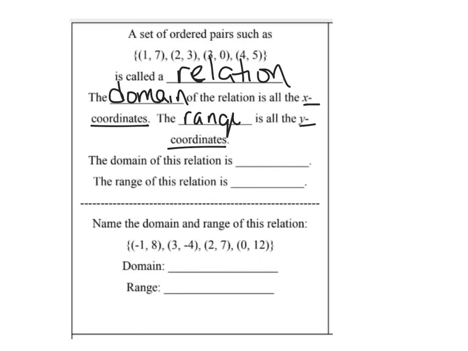So the domain of this relationship is, we're going to go back to the numbers on top. So the domains are all the x-axis. So that's going to be 1, 2, 3, and 4. So those are your domains. The range are going to be your y-axis. So that's going to be 7, 3, 0, and 5. So make sure that you know the difference between the two.